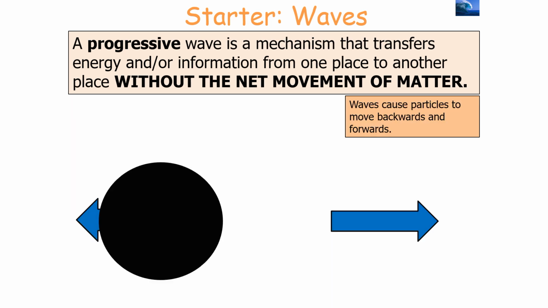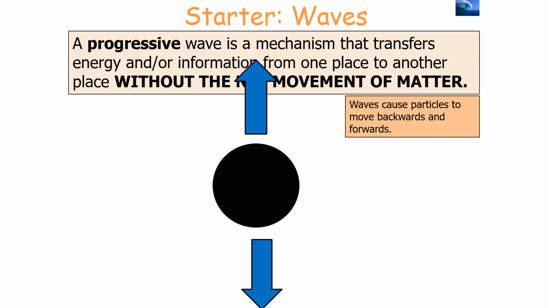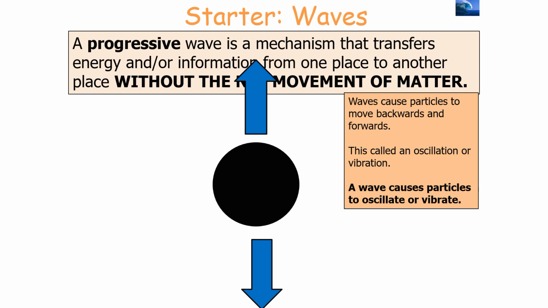Now, as we mentioned before, a progressive wave will transfer this energy or information without the movement of matter overall. So instead, the wave causes the particles of your material to move backwards and forwards, as shown in this particular situation. And it could be in different orientations as well, as shown here. Now, we call this movement backwards and forwards an oscillation or a vibration. So it is okay to say that a wave causes particles to oscillate or vibrate.